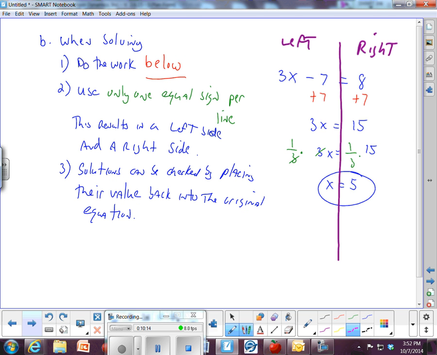Now, let me remind you of something. When taking a test or a quiz, when do you do this check? You don't need to write that, I'm just talking to you here. You do this check after you finish the whole quiz or the whole test.